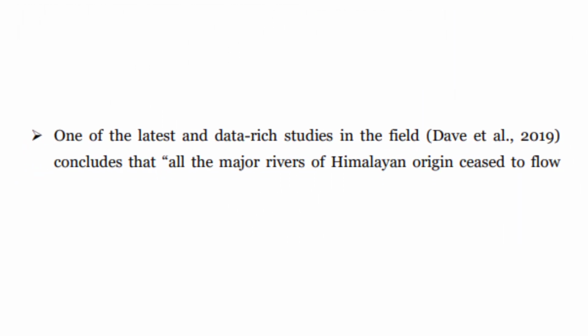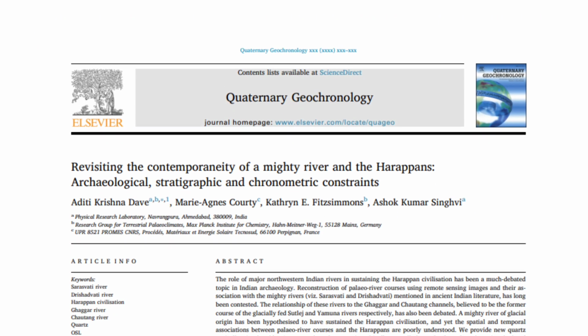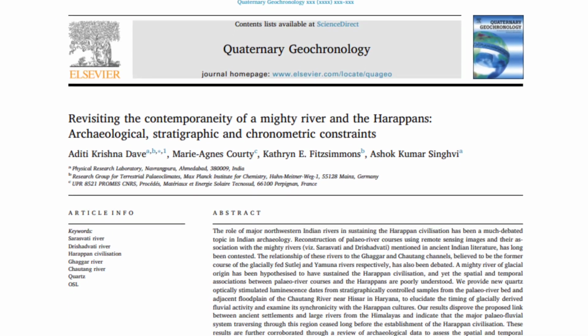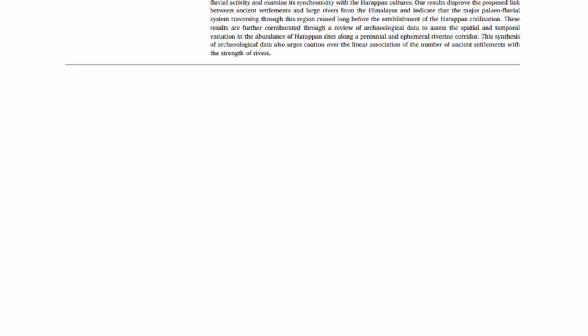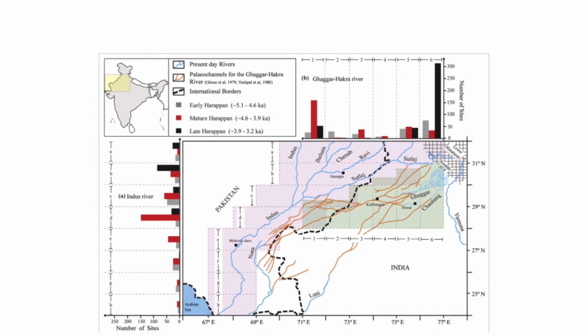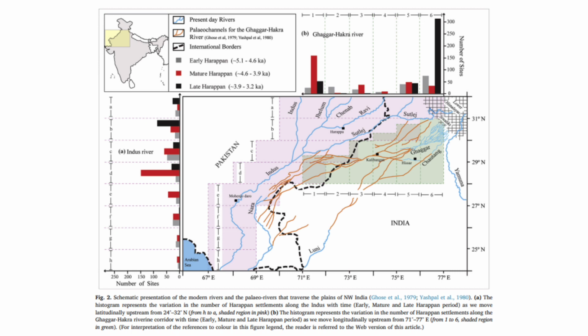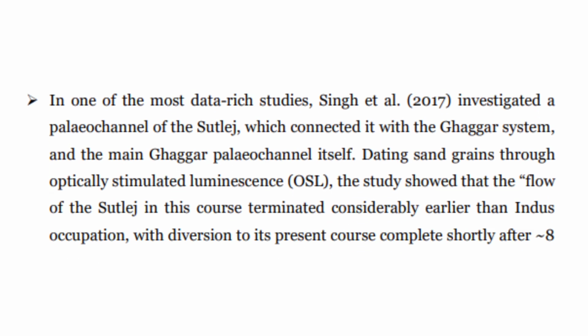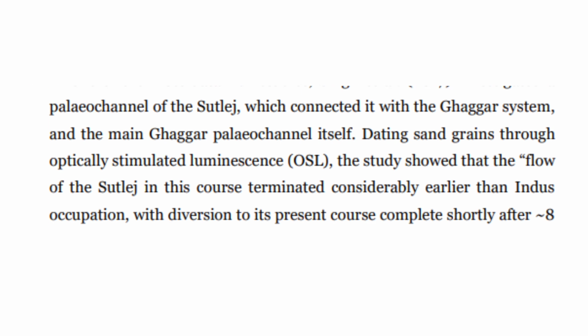Dave et al. in 2019 did another study which concluded that all the major rivers of Himalayan origin ceased to flow through the northwestern region of India during the most part of the Holocene period. Let me quote another study, a very data-rich study done by Singh et al. in 2017, and they investigated one of the paleochannels of the Sutlej, which connected with the Ghaggar system or the Saraswati paleochannel system.